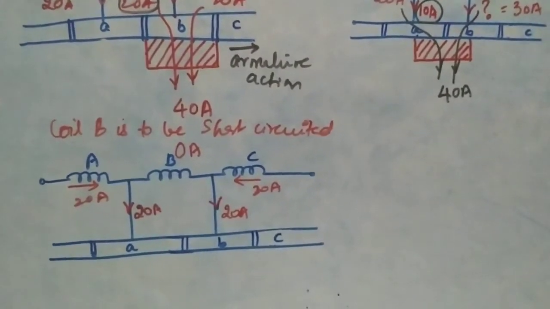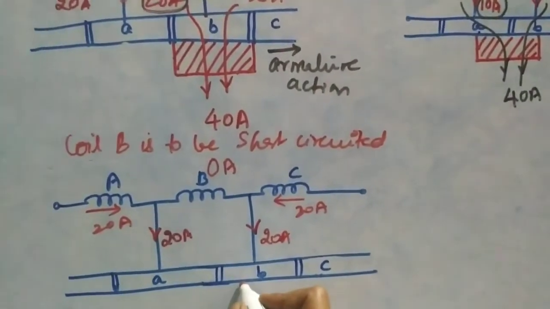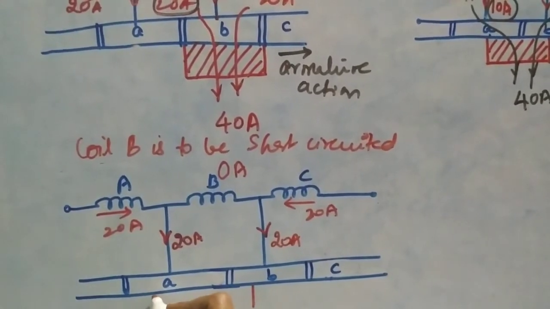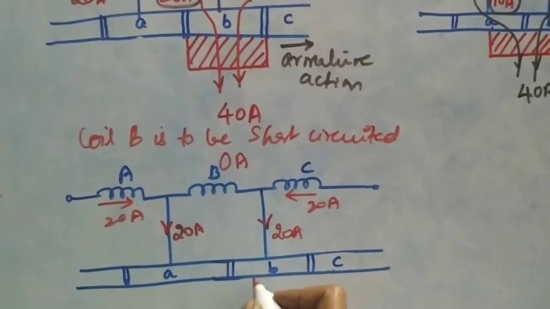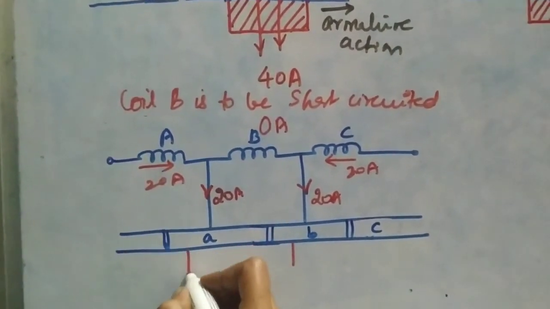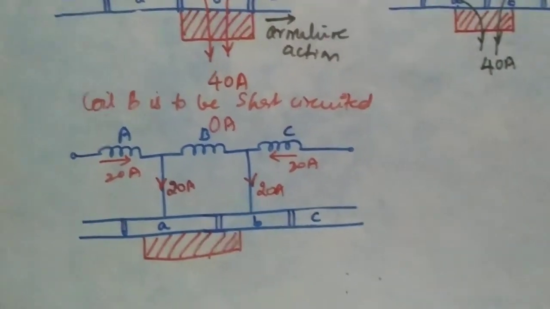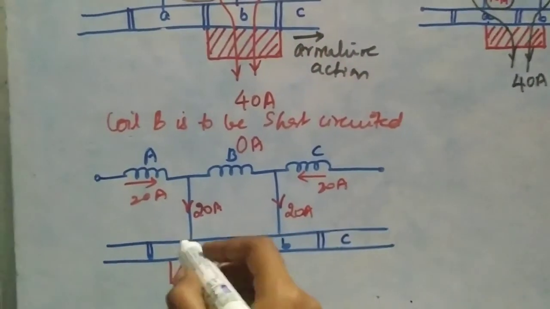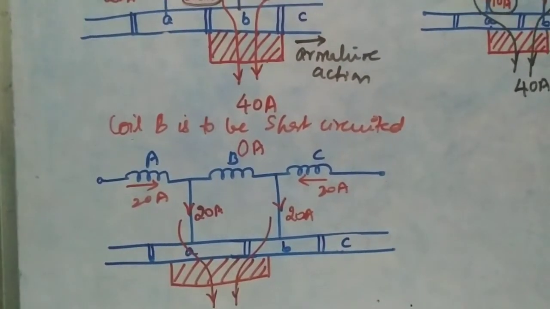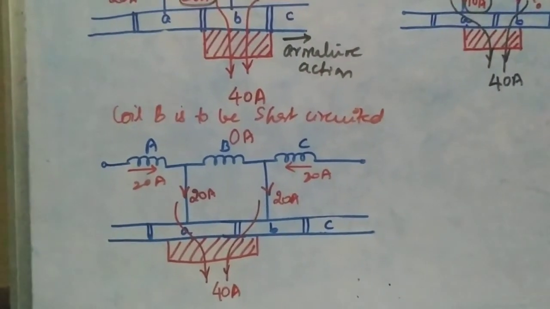Okay, so for the brush, you can find the shift of the contact area here. It will start decreasing under the segment of B, and it starts increasing under the segment of A. So this is how you will find it. Again, you can cross check how much total current is carried by this brush. So again it is 40 amperes of current.